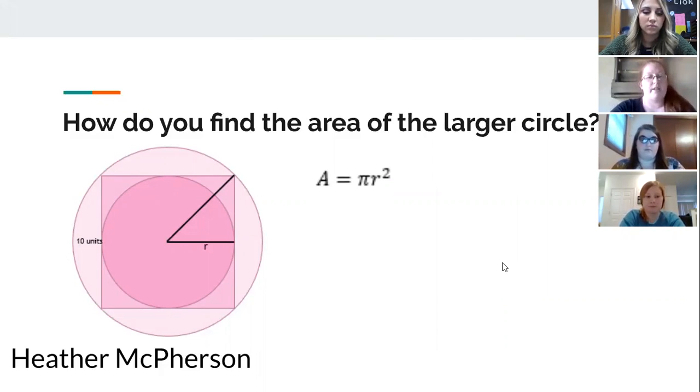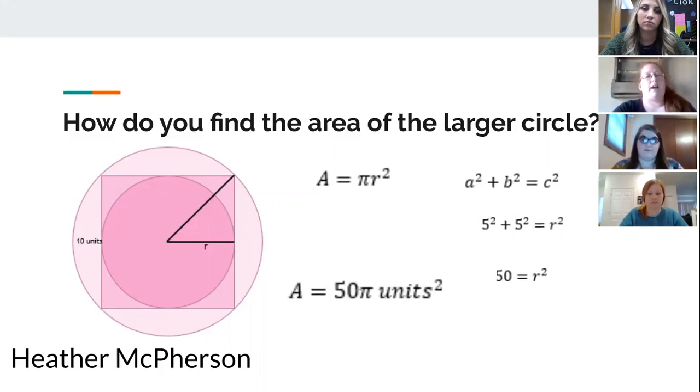And since we know the radius is 5, we're going to use that in the other equation when we use the Pythagorean theorem. So we're going to have a squared plus b squared equals c squared. So we're going to put 5 in for a and b. So you'll have 5 squared plus 5 squared equals r squared, which gives us 25 plus 25. So it's 50 equals r squared. Now all you're going to do is take your 50 and replace that for the r squared in the A equals pi r squared. So your area for the larger circle is going to be 50 pi units squared.